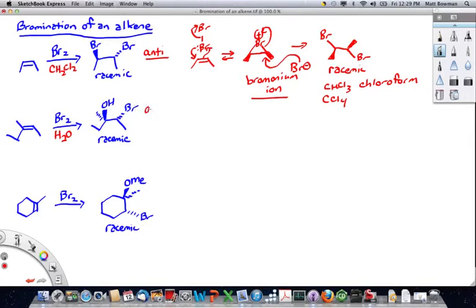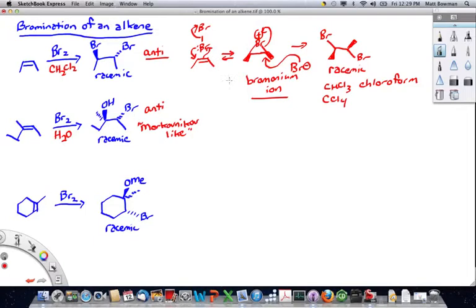Again, they add anti to each other, but the thing is the OH will go on the more substituted side. So it's an anti-addition of an OH and a Br, but the regiochemistry is Markovnikov-like, where the more electronegative element goes on the more substituted carbon.